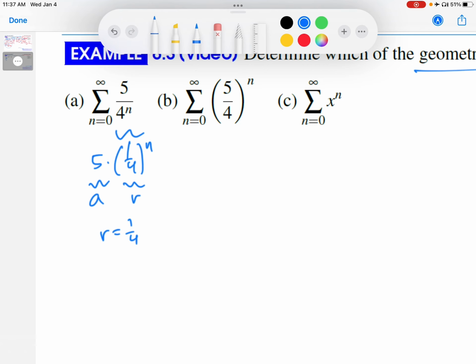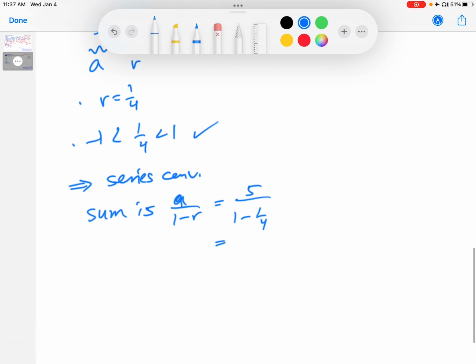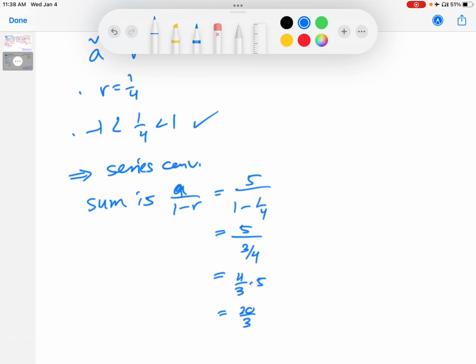So that tells me that 1/4 is definitely between 1 and -1. So the implication is that the series converges, and the sum is A over 1 minus r. So what was that? In this case, A was 5 and r was 1/4. We could leave it that way, right? That is the answer, not simplified, but I'll do a little simplification. So 5 over 3/4, that's 4/3 times 5. That's 20 over 3. Okay, so we have found not only that the geometric series, the earlier one, 5 over 4 to the n, converges, we know what its sum is, so that's pretty cool.